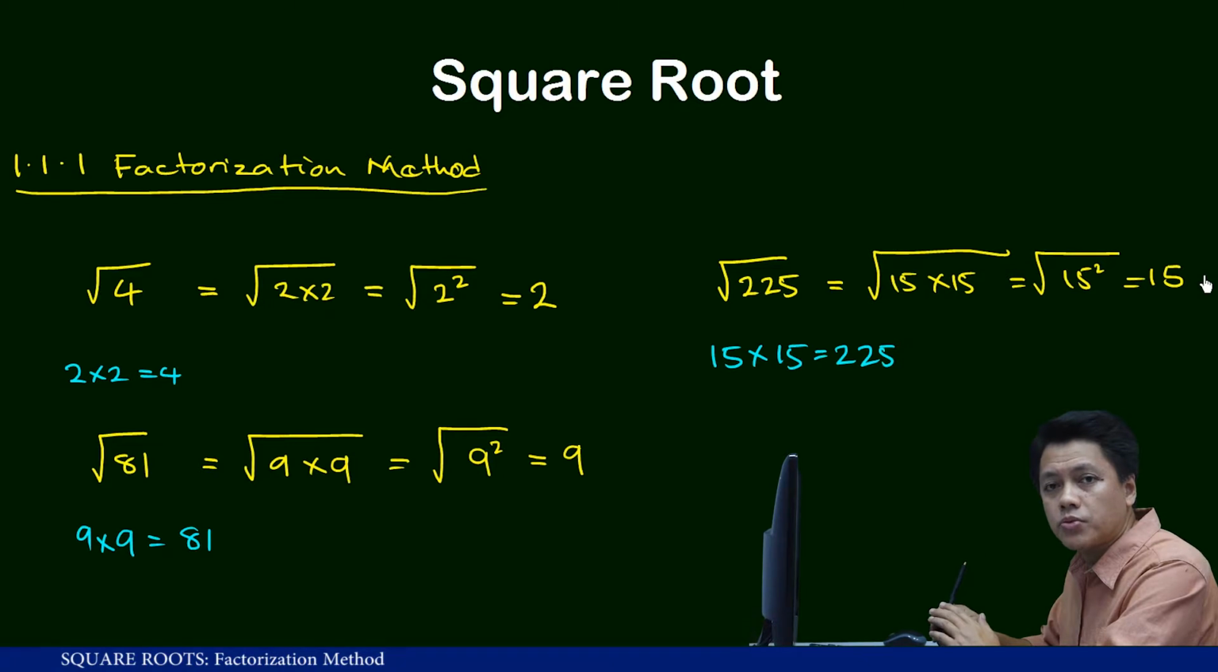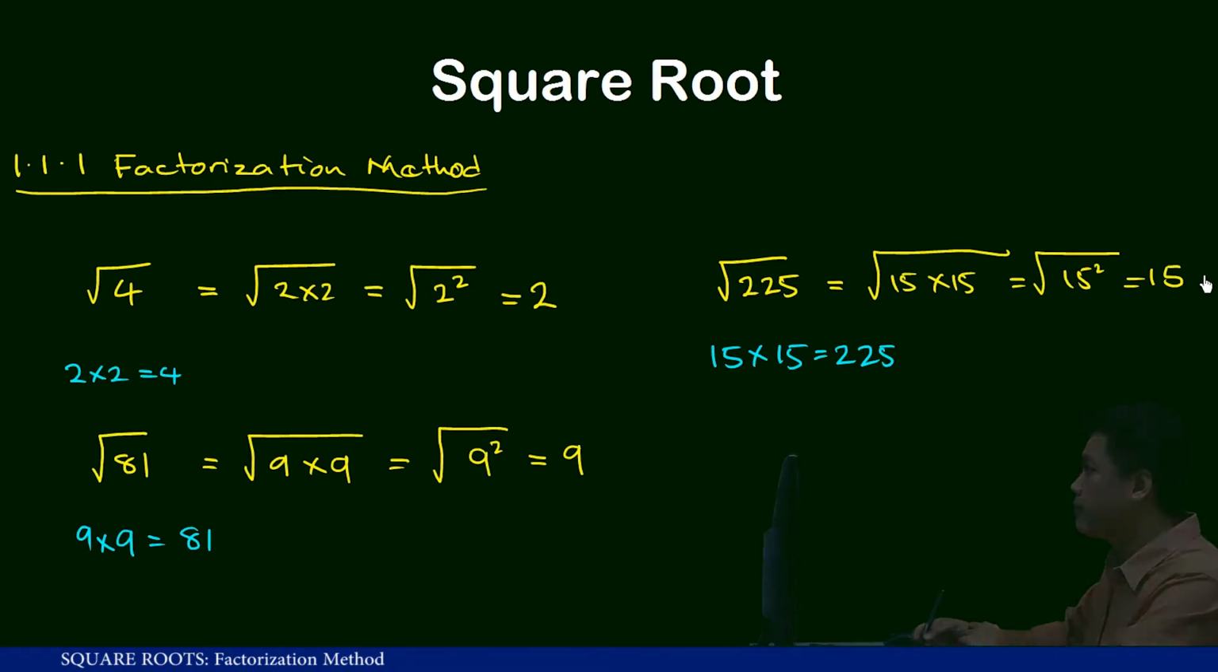But to do this, we need to memorize or at least be intimate with the values of perfect squares. Can you name some perfect square numbers from 1 to 100? Let's do that together. Okay, the first one would be 1. And 1 is basically 1 squared.